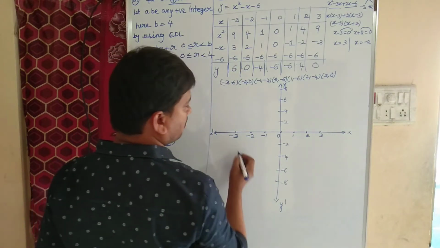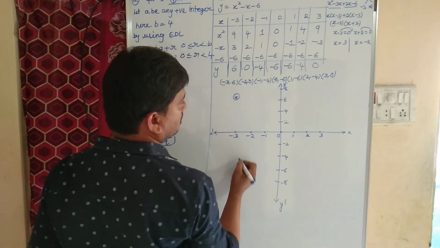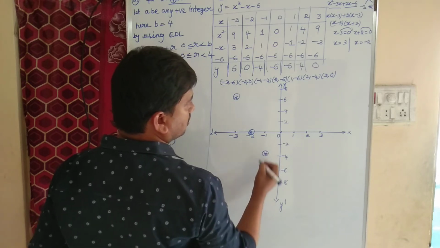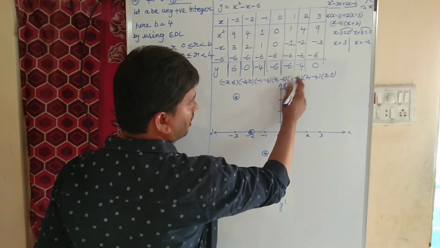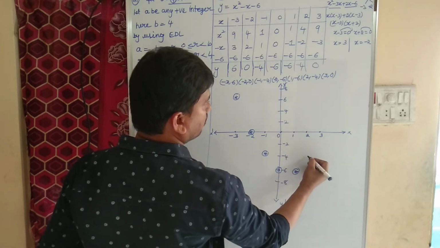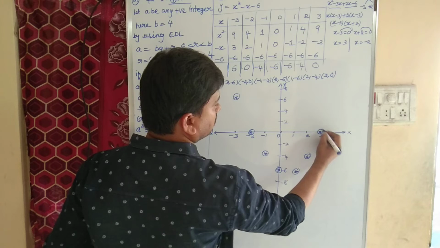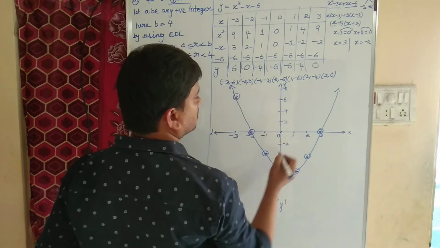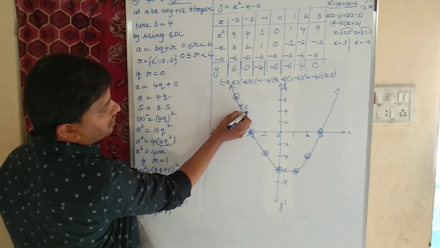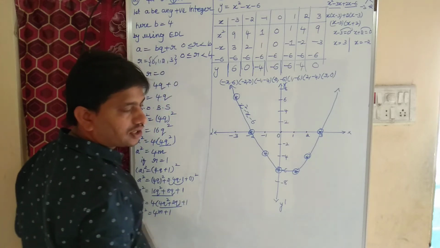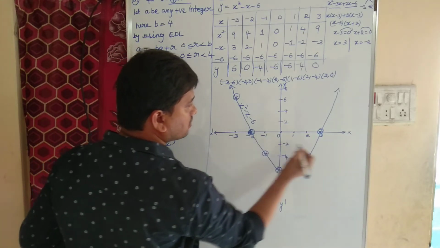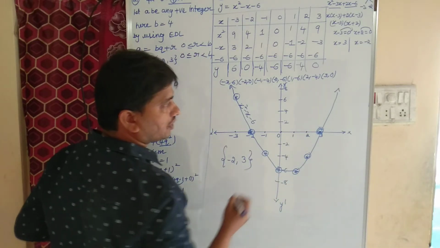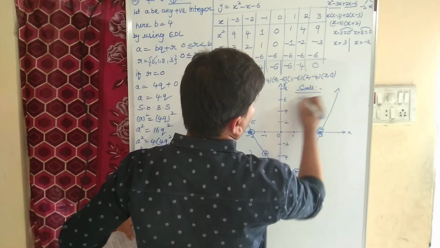Okay, first one is minus 3 comma 6, second one minus 2 comma 0, third one minus 1 comma minus 4, 0 comma minus 6, 1 comma minus 6, 2 comma minus 4, 3 comma 0. Let us plot this and join these points. This is our graph, y equal to x square minus x minus 6. This graph intersects the x-axis at 2 distinct points, minus 2 and 3. So the zeros of the polynomial are minus 2 and 3.